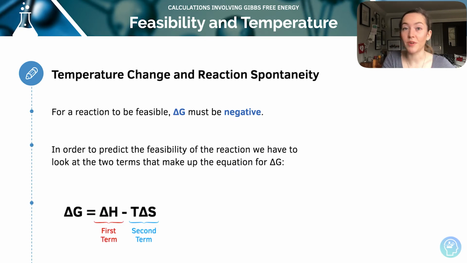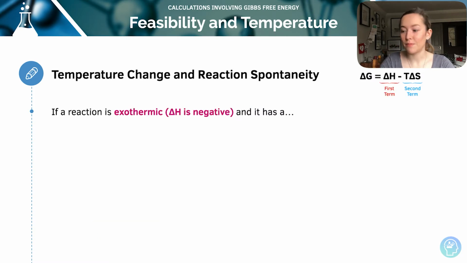In order to predict the feasibility, there are two parts of the equation that are relevant to us. We need to look at the two terms. The first term is the enthalpy change, and the second term is our temperature times the overall entropy change. So we can make some statements. If we keep looking at this equation, we can imagine that we've got a value minus another value, and we can infer whether the Gibbs free energy change is going to be positive or negative.